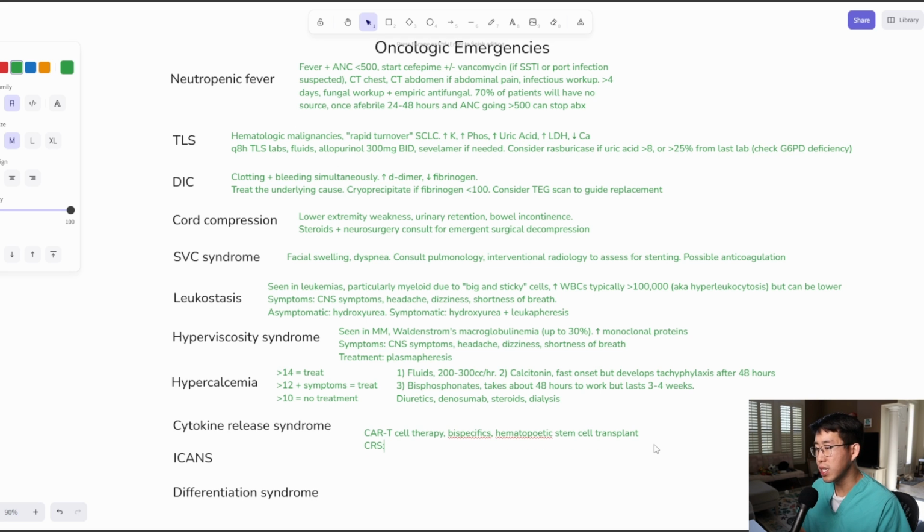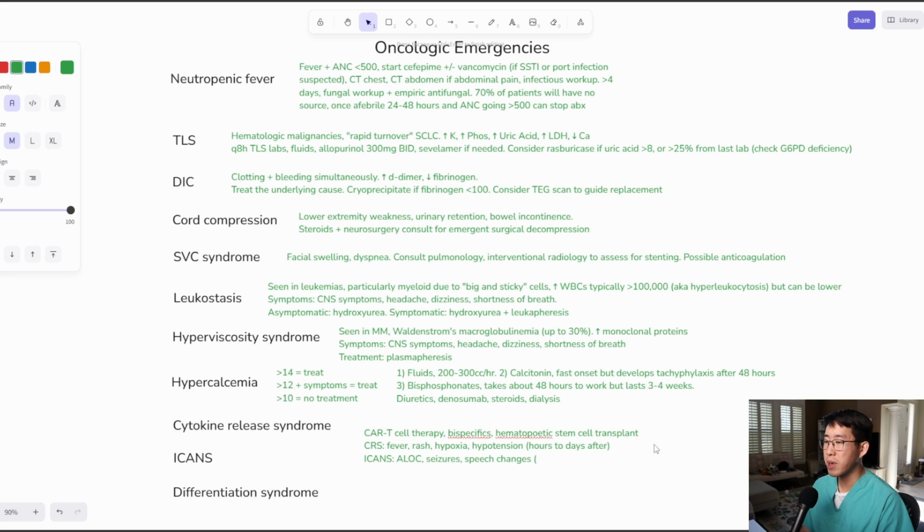So what you'll see in cytokine release syndrome is things like fever, rash, hypoxia, and hypotension. And typically this happens pretty quickly after they receive the therapy, so hours to days after. Whereas ICANS is going to have more of those neurologic symptoms. So altered level of consciousness, seizures, speech changes.